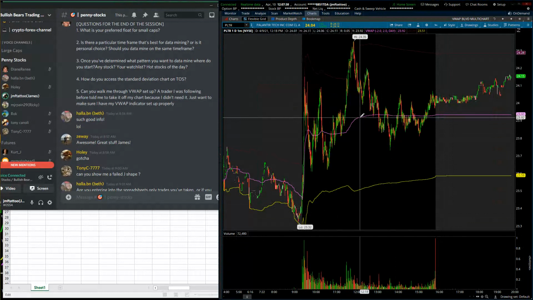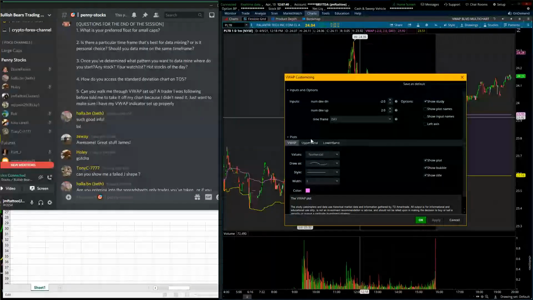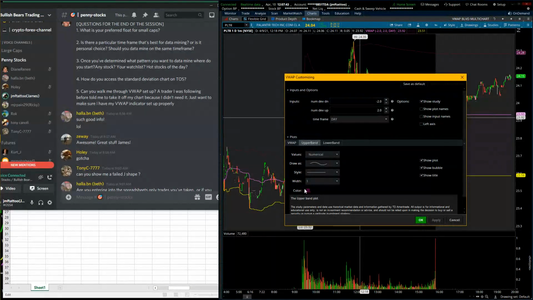And it's going to look like this. The upper band is always this weird pomegranate color, which I don't know why they do, because that's the most important one to me, because I'm a long trader. So that shows me where the overextension is. So I like to change that color.